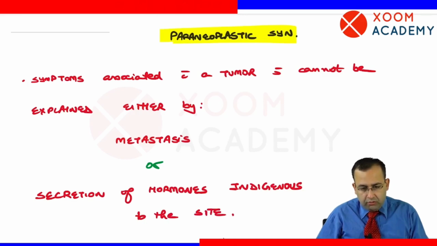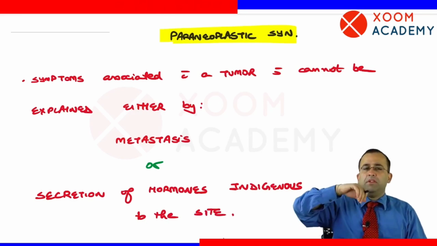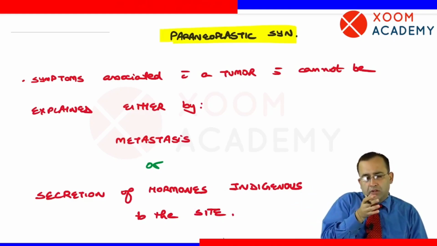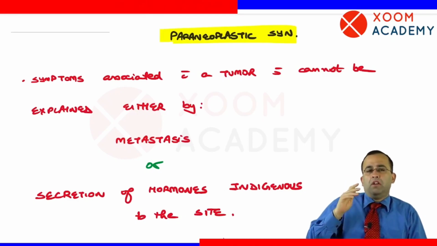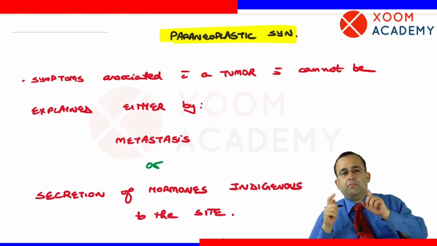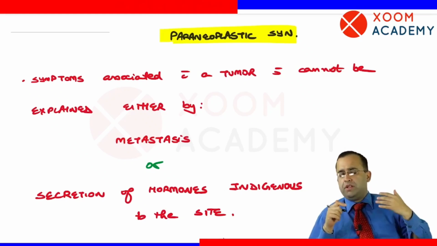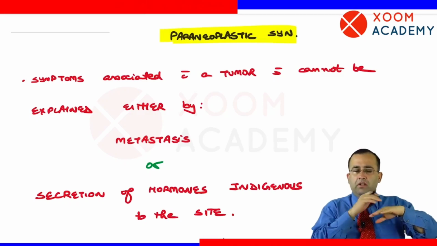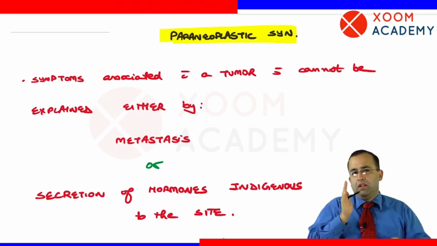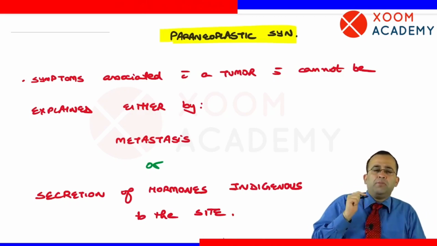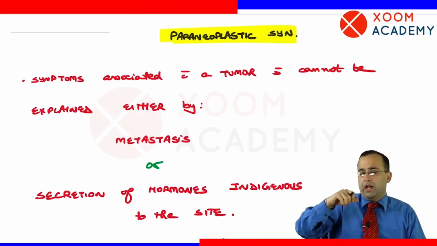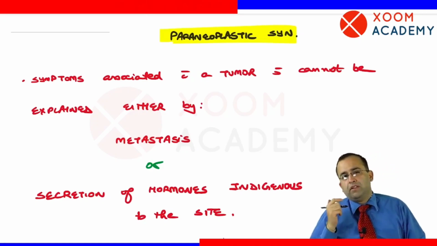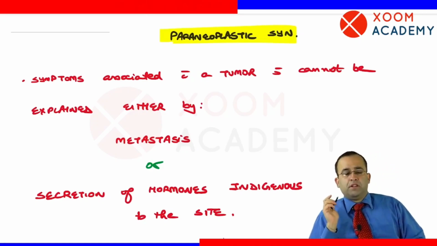इसका मतलब क्या है? What does this mean? A tumor is causing some symptoms in the body which cannot be explained by metastasis. Suppose a patient has breast cancer which has metastasized to the liver, in turn leading to jaundice. Is this jaundice a paraneoplastic syndrome? No. I can explain this jaundice by metastasis of breast cancer to the liver. So this is not a paraneoplastic syndrome.